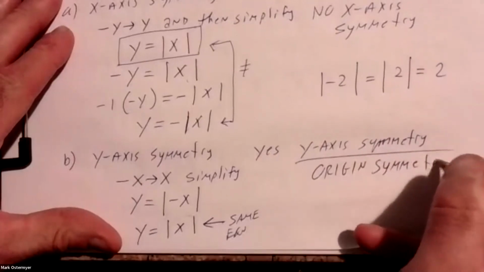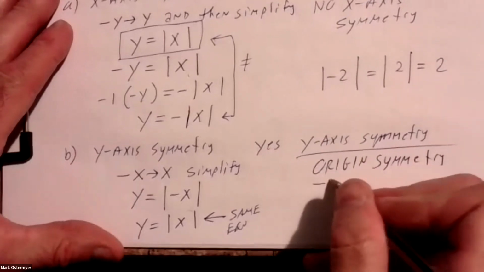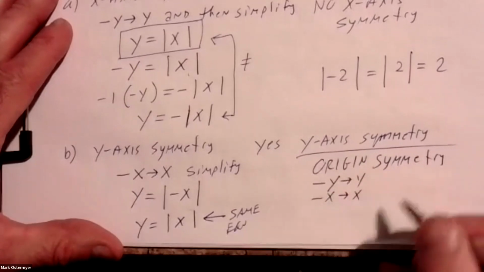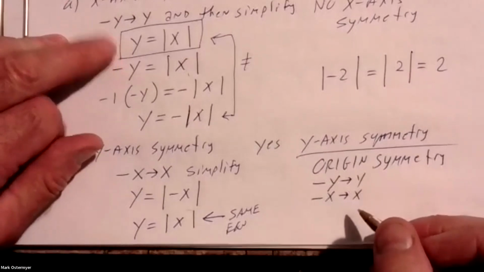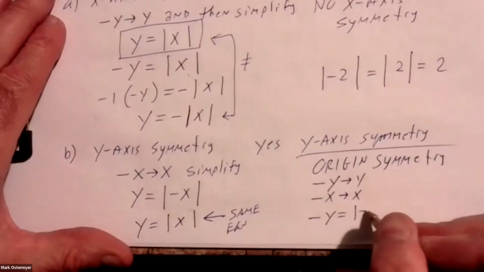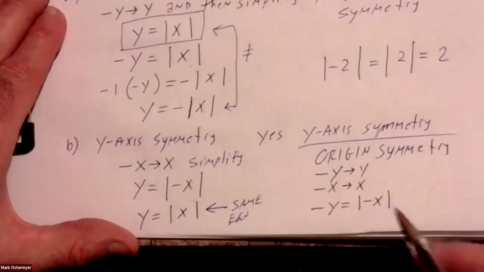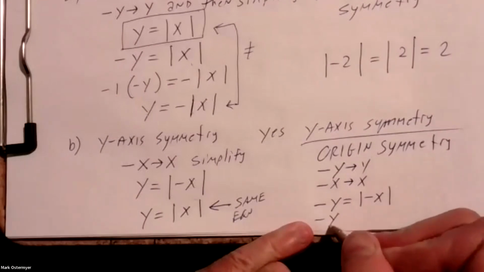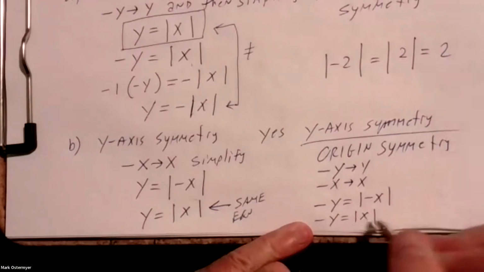To test for origin symmetry, we do two things. We replace y with negative y, replace x with negative x, and then simplify. So let's take our basic function here, y equals absolute value of x, replace y with negative y, replace x with negative x, and simplify. Well, the absolute value of negative x is the absolute value of positive x. I can get that back, but I still have a negative y out here.